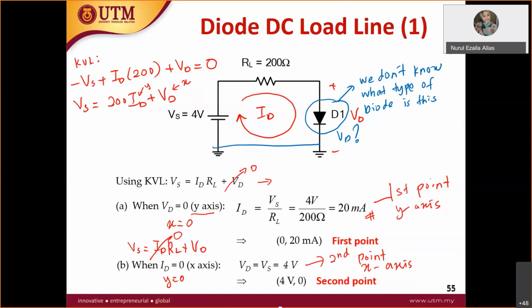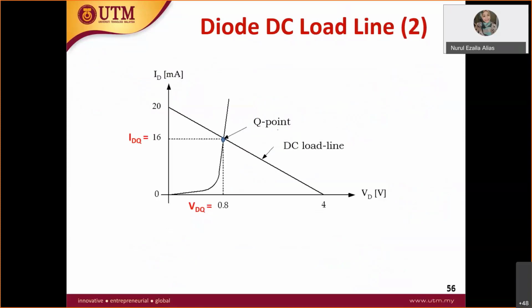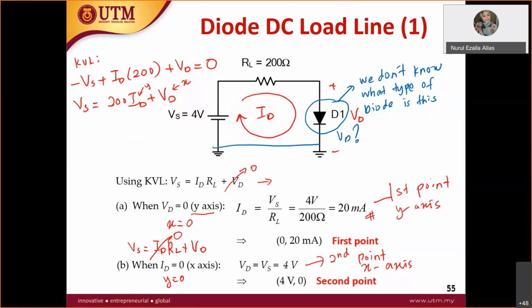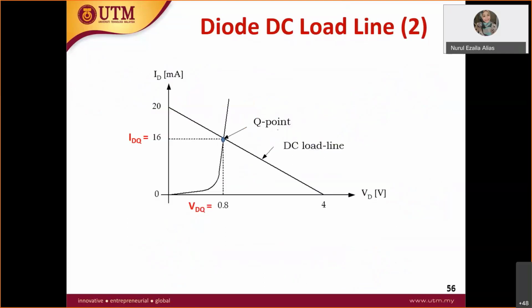Okay. All right. So this is the next one. So this is the solution. Now you have 2 points. One is 20 milli and the other one is 4 volt. 4 volt at the x-axis, 20 milli at the y-axis. So don't get confused with this. So in this question, this IV curve is given.